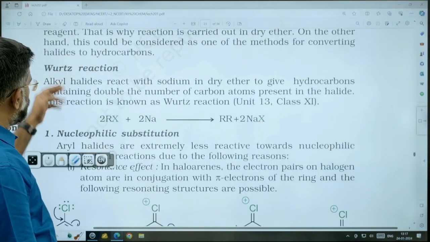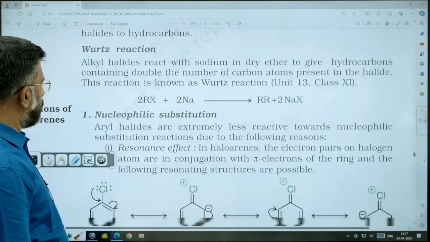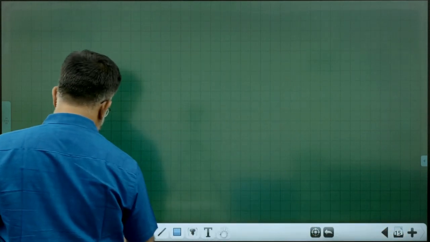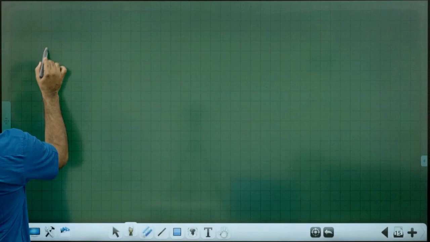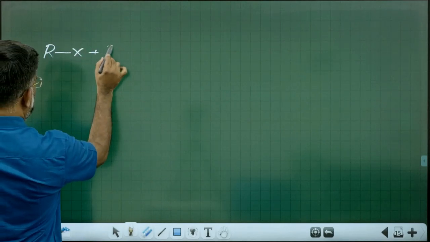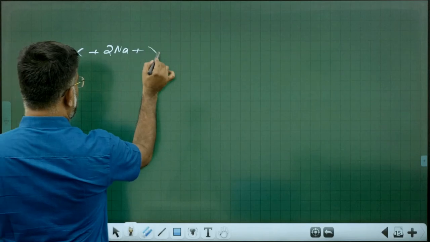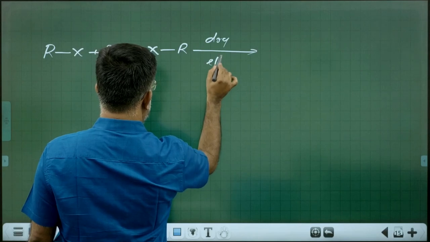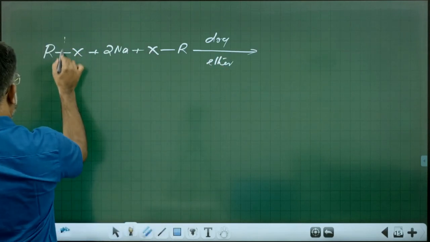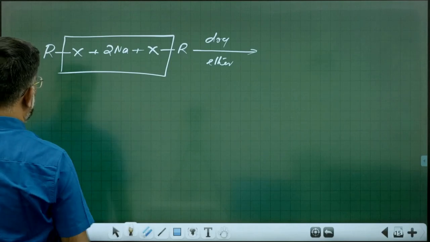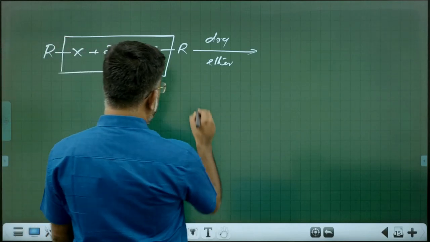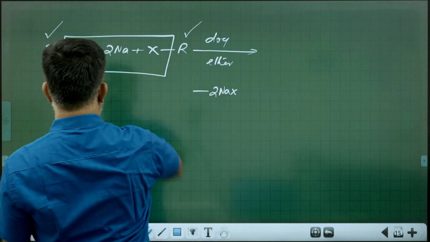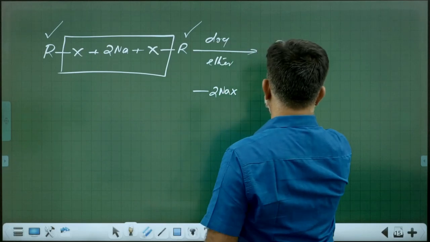Next reaction, Wurtz reaction, a very famous and popular reaction that all of you know. Wurtz coupling reaction: alkyl halide treated with metallic sodium in dry ether. There will be a reaction like this, with 2NaX out. The R part and the R part will connect. You will get R-R.